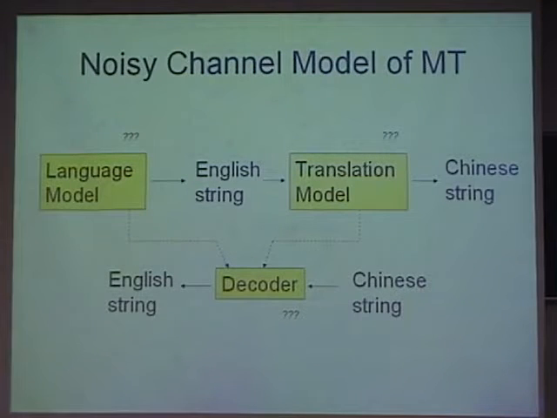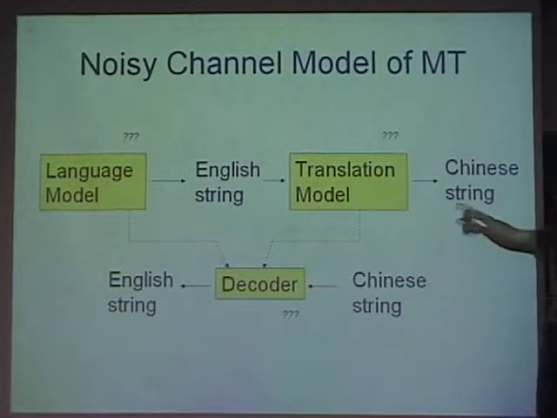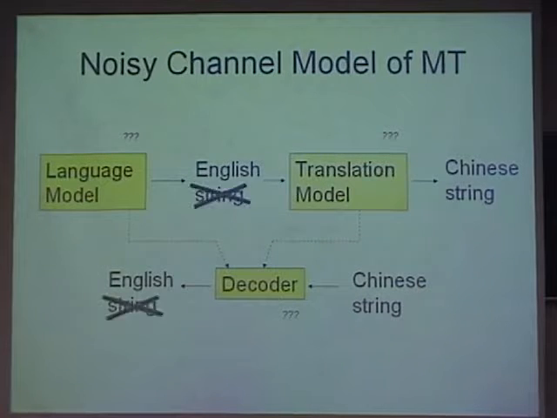Okay, so the basic story is again a noisy channel model. This is the same thing I showed before. Some language model generates English strings. Some translation model corrupts those strings into Chinese, and then we have to decorrupt them going backwards. The only change we're going to make here is remove the word string and replace it with the word tree. And this will account for all the type of reasoning that I talked about before.